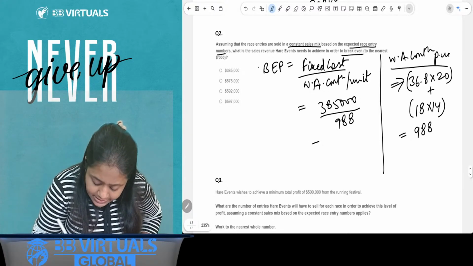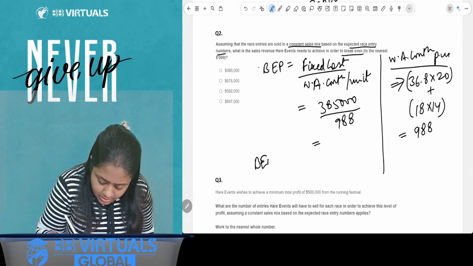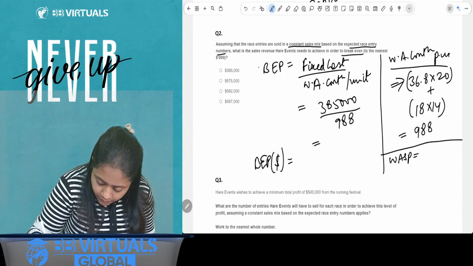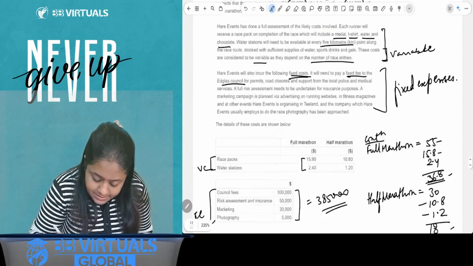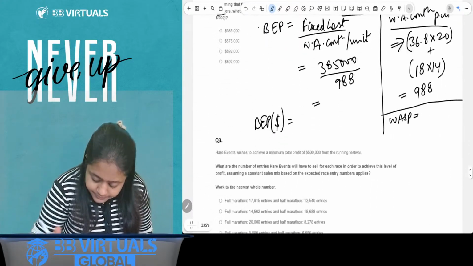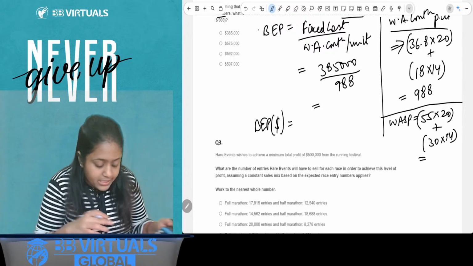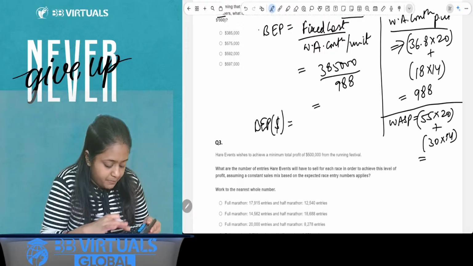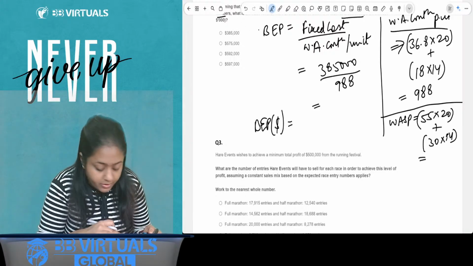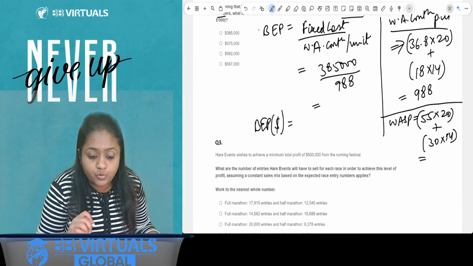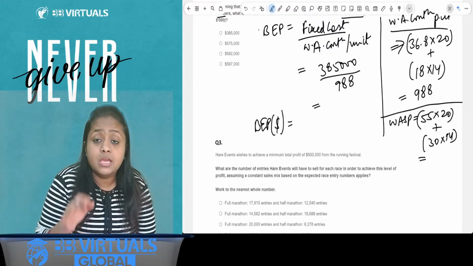Now you divide it, and break-even point in dollars then would be, you will multiply this with weighted average selling price. Weighted average selling price will be, what is the selling price here? 55 and 30. 55 into 20 plus 30 into 14. So you will get here 55 multiplied by 20 is 1100. 30 into 14 is 420, plus 1100, 1520.